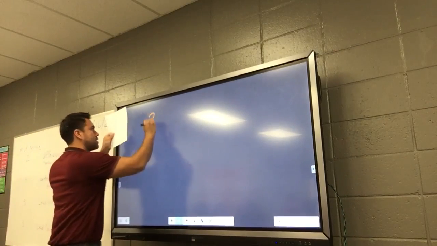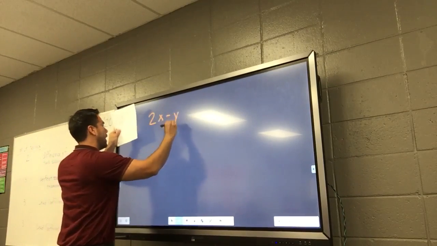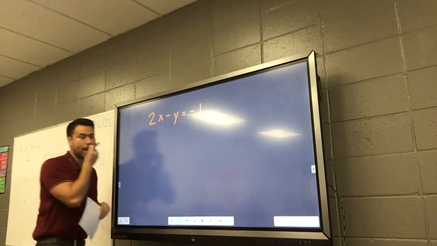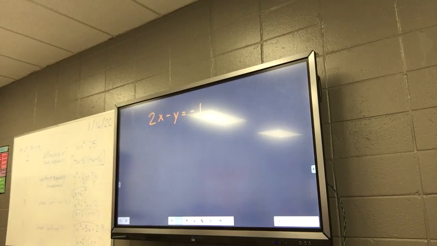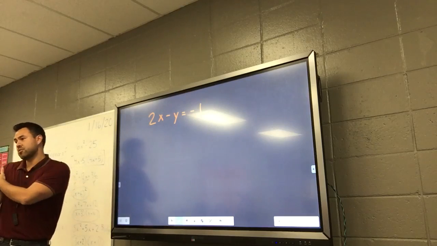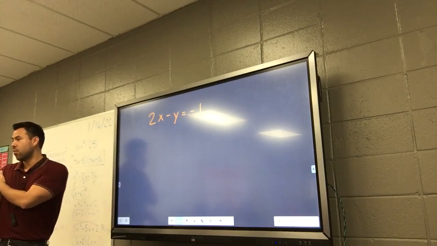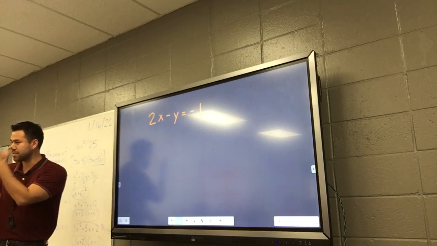Okay, 2x minus y equals negative 1. These problems will all look the same. They'll just have different numbers. So you'll do the same steps, but yet again, you have to deal with different numbers. So that makes it a little bit tougher. Is this in slope-intercept form? No. What has to be true to make something in slope-intercept form?